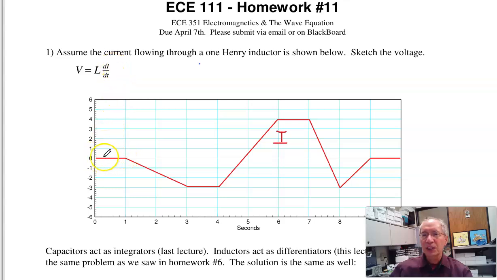Between 0 and 1, the current changes by 0 in 1 second, so the slope is 0 over 1, or 0. Between 1 and 3, the current changes by minus 3 in 2 seconds. So the slope is minus 3 over 2, minus 1.5.